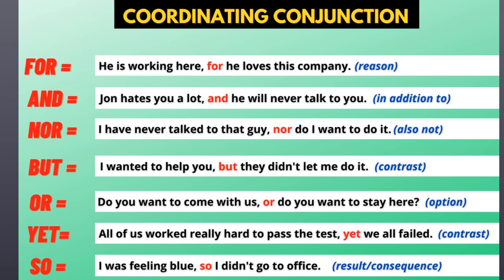Do you want to come with us or do you want to stay here? We use it for option when I give a person an option. All of us worked really hard to pass the test, yet we all failed. So yet here we use it also for contrast. The last sentence, I was feeling blue, so I didn't go to office. So blue here, of course, is not feeling well. So here we use it for result, or consequence. So whenever you see any of these, you know that you are having a coordinating conjunction.